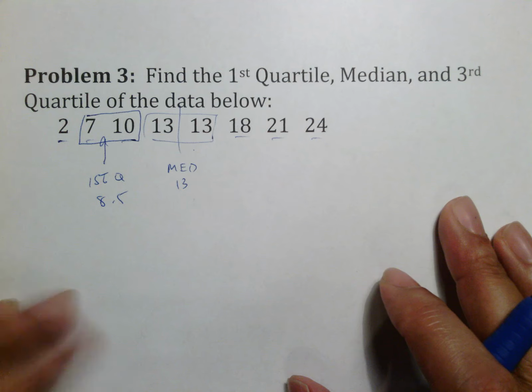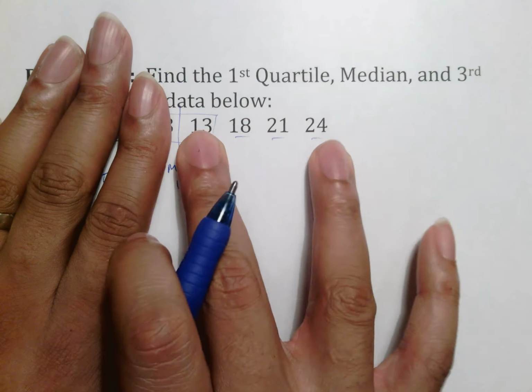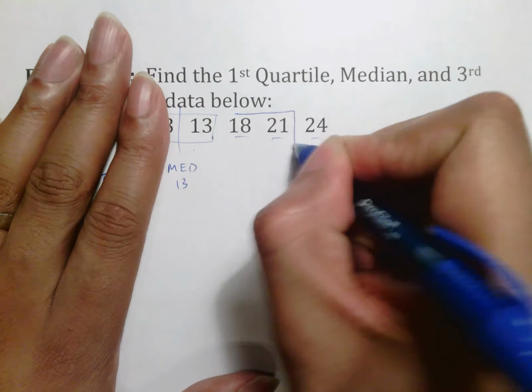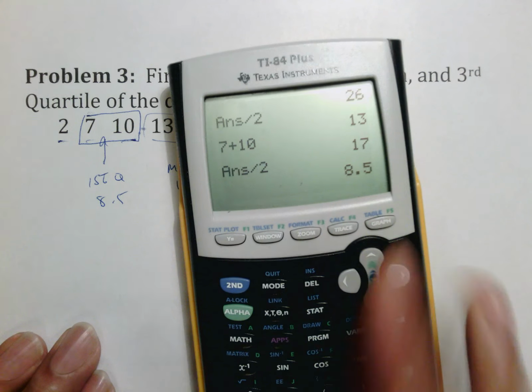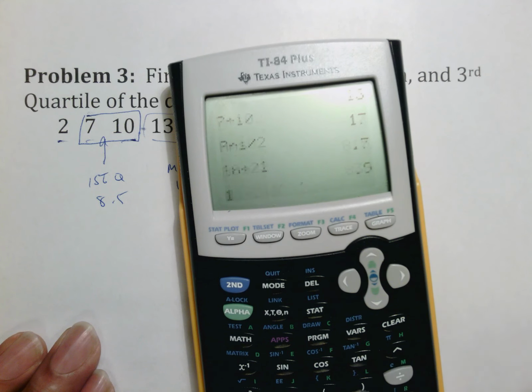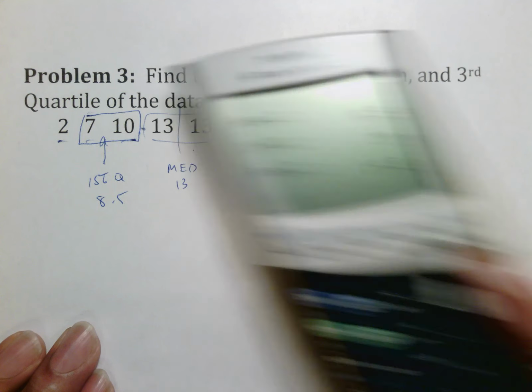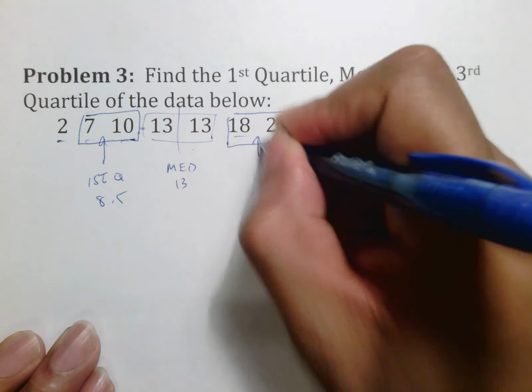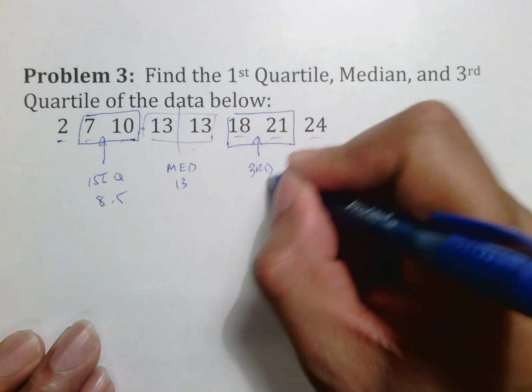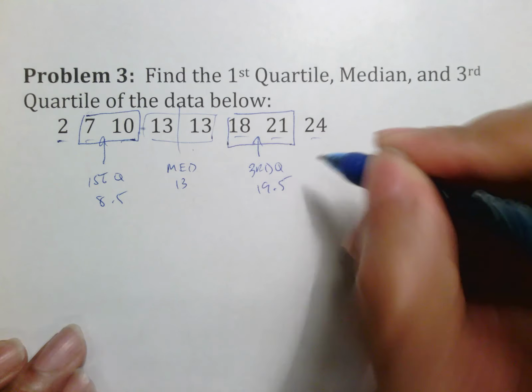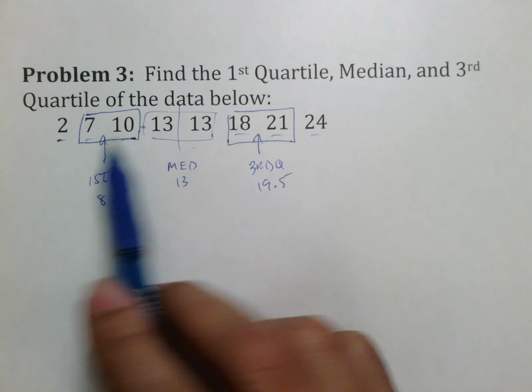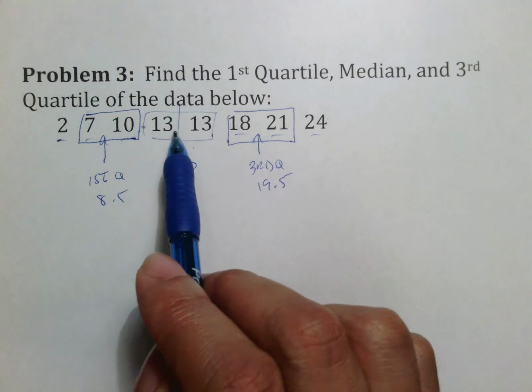All right, same thing here. Covering up just these, 13 goes with 24. 18 and 21 are both in the middle, so now I've got to do 18 plus 21 equals, divided by 2 equals, and it tells me that my third quartile is 19.5.